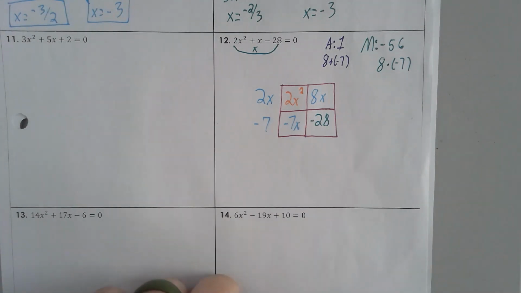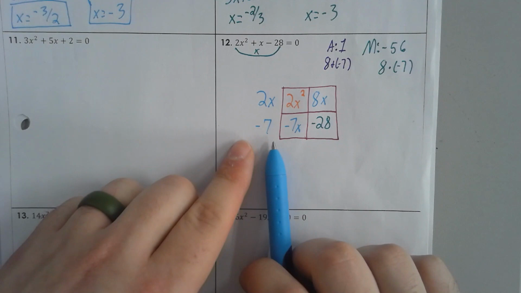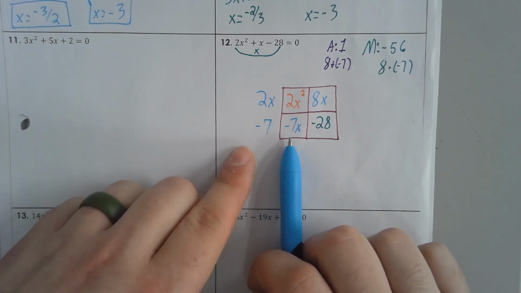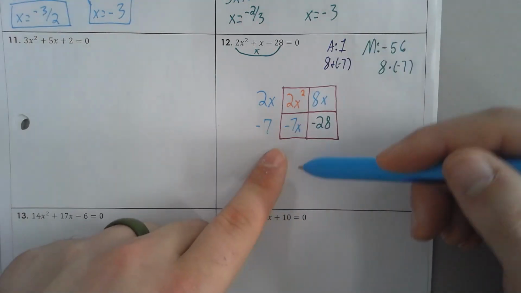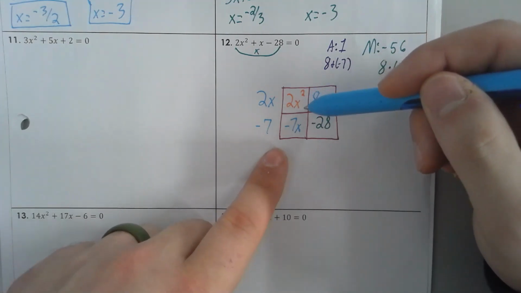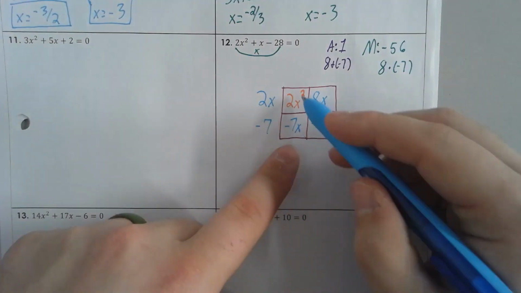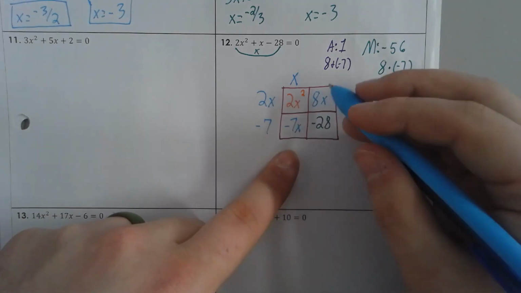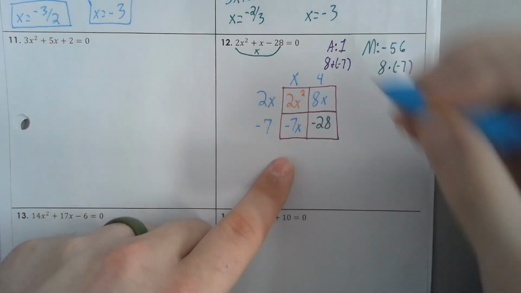Now, if this 28 was positive, it would still be a negative 7. The way you know if what you pull out is positive or negative is whatever the first number is. So we're going from left to right. We've got a negative 7x, so whatever we pull out is going to be negative. If we were coming down, if this 2x squared was negative, then whatever we pulled out would be negative. But it's not. So on this one, we're just going to have an x. And then over here, we can factor out a 4.